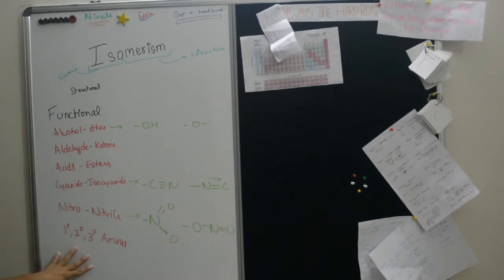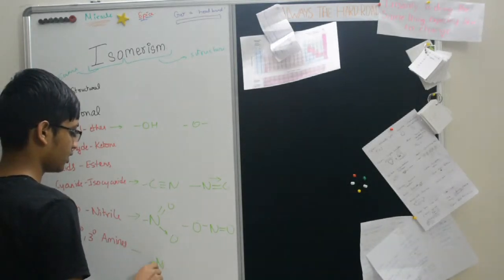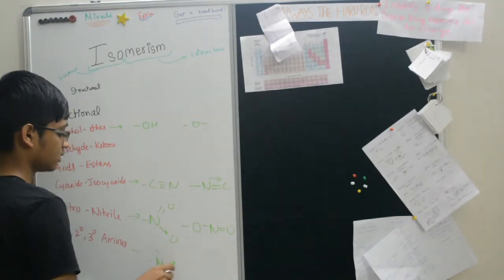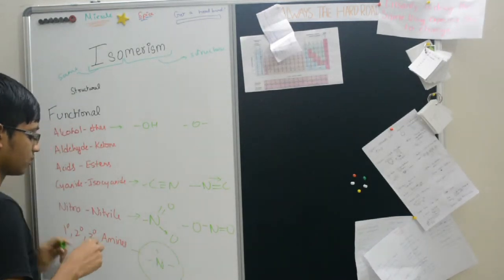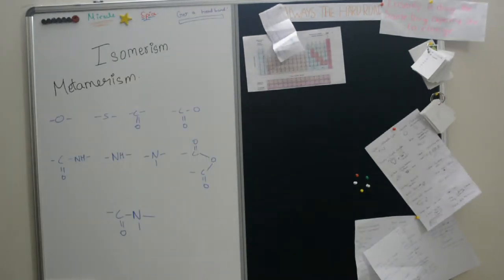Then for primary, secondary, tertiary amine also is quite similar. This basically means the number of carbon that is attached to the nitrogen. 3 means will be having 3, 2 will be having 2, and primary will be having only 1. Next, let's continue to metamerism.